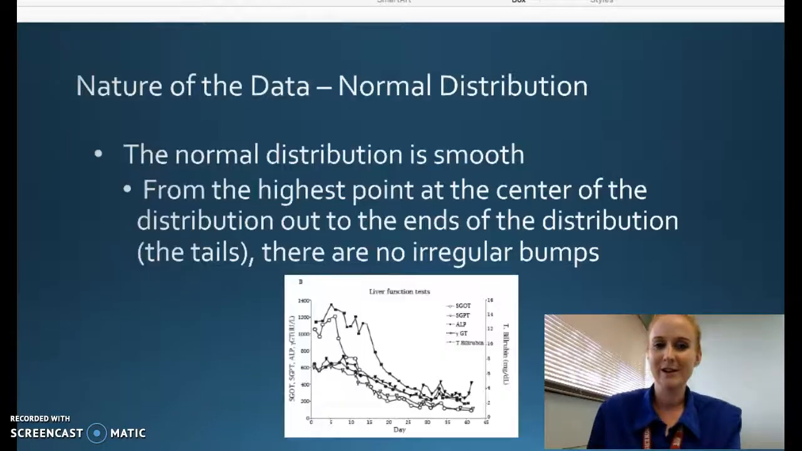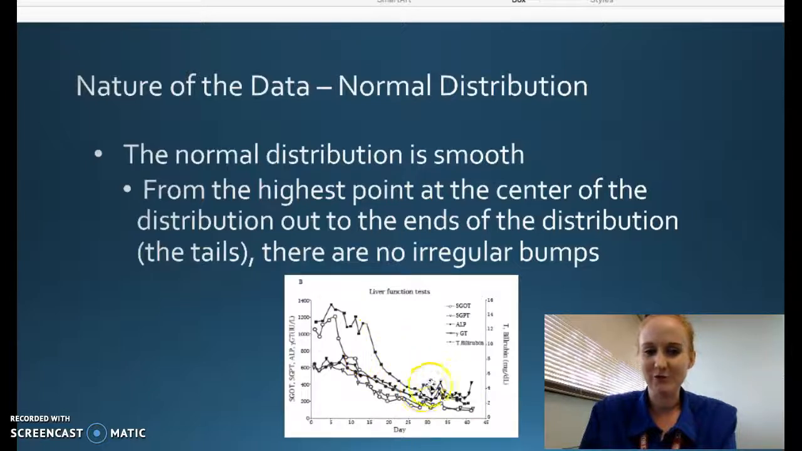Okay, so let me show you what non-normal would look like. This would be graphing out some data that's kind of lumpy and there's irregular bumps and it doesn't have any of that symmetry. This is actually some bilirubin tests from people looking at livers. Okay, but it's kind of all over the place. It doesn't really have a shape to it that allows us to make predictions.